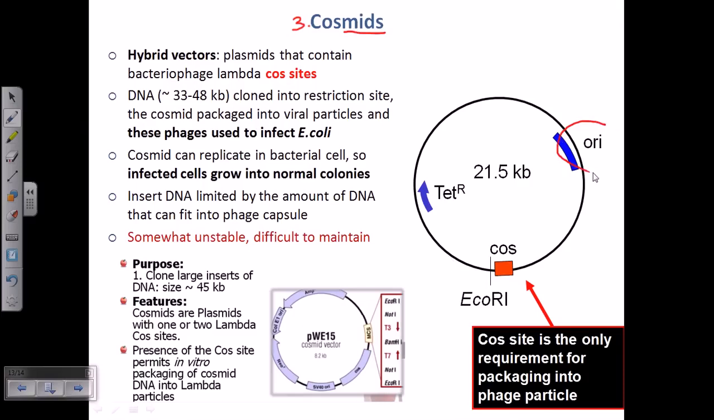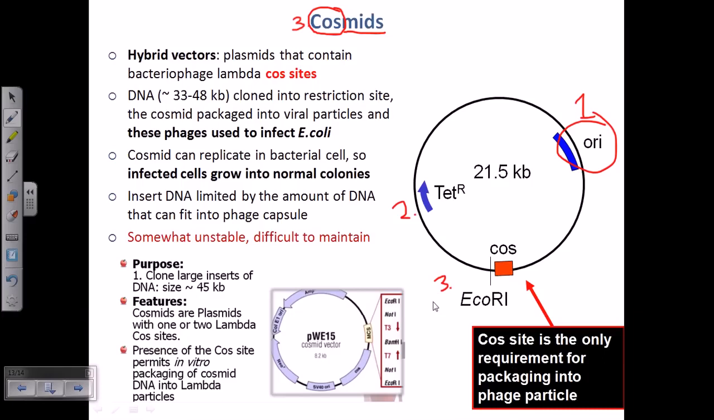They have an origin of replication, which is the first criteria, one selectable marker, which is the second criteria, and also a multiple cloning site, which is the third criteria. But except for this, they have a unique modification on these plasmids. What is the modification? We simply add a cos site onto this plasmid. That's why it is termed cosmids, right?